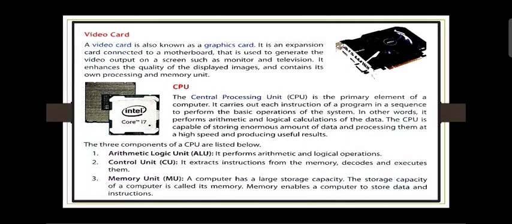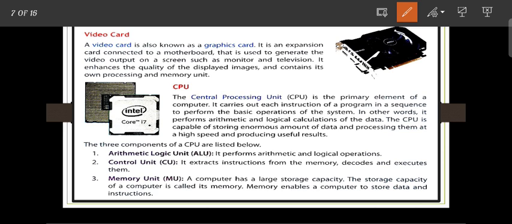Next is video card. A video card is also known as a graphics card. Okay, we all know what a graphics card is. It is an expansion card connected to the motherboard. Okay, it is used to generate the video output on a screen such as a monitor or television. It enhances the quality of displayed images and contains its own processing and memory unit. Okay, this is the image of a video card or graphics card.